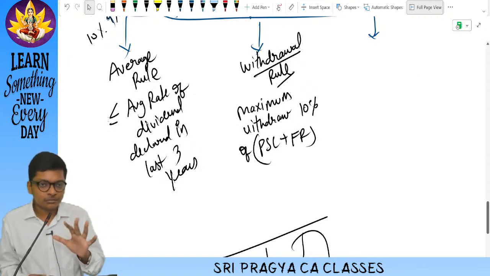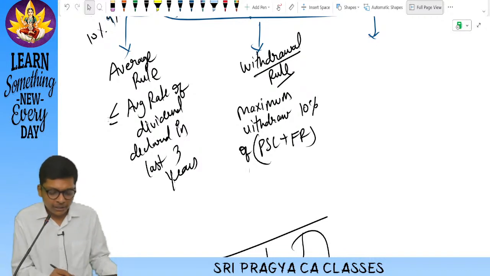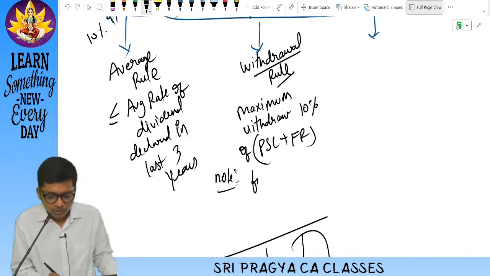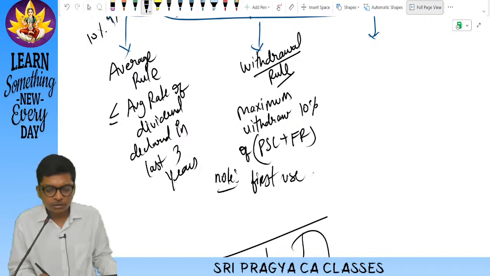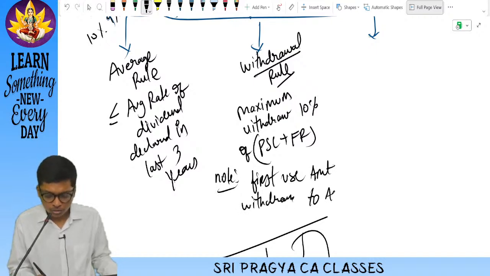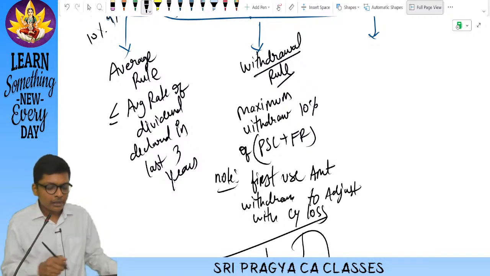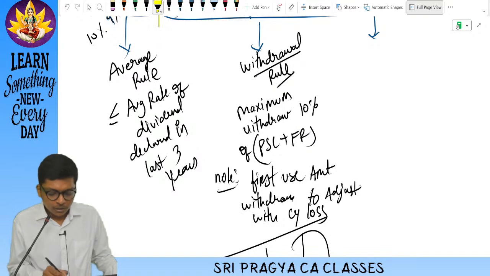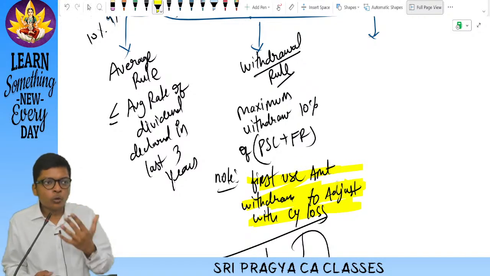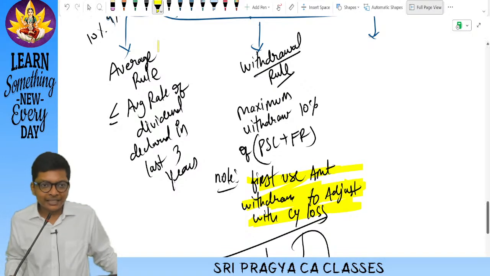What are the 3 rules? Here you write down a note. First use the amount withdrawn to adjust with current year loss. Are you following, guys? First use the amount withdrawn with current year loss. Is it human principles that we are learning here? Clear, guys?